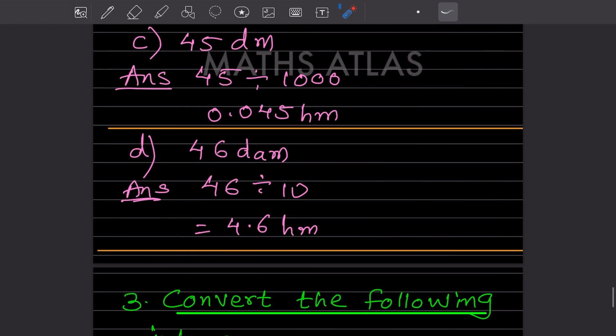Again, you're going to divide this by 10. 46 divided by 10. So here you will write 46. This is 0, 1. So you will go backwards 1. So that is going to be 4.6.